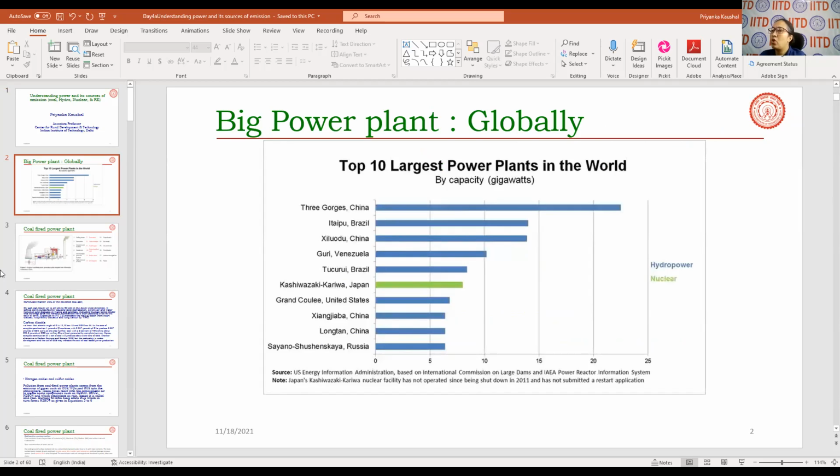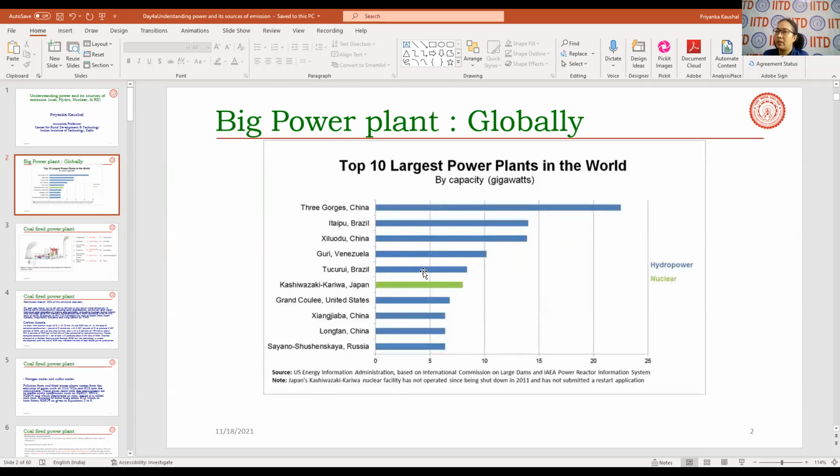So among the top 10, it's all hydro, with an exception of this Kashiwazaki power plant in Japan, which is nuclear. The biggest capacity here, as we can see, is the Three Gorges Dam in China, and it has a capacity of, if I'm not wrong, about 22.8 or 22.3, something like that. Roughly, you can say 23 gigawatts. And as you can see, the second ranker is almost half the capacity, right? So it's a huge capacity, and it's a hydropower plant.